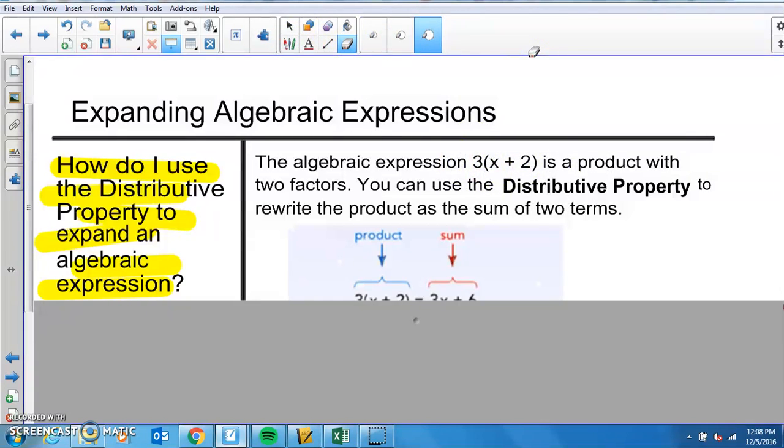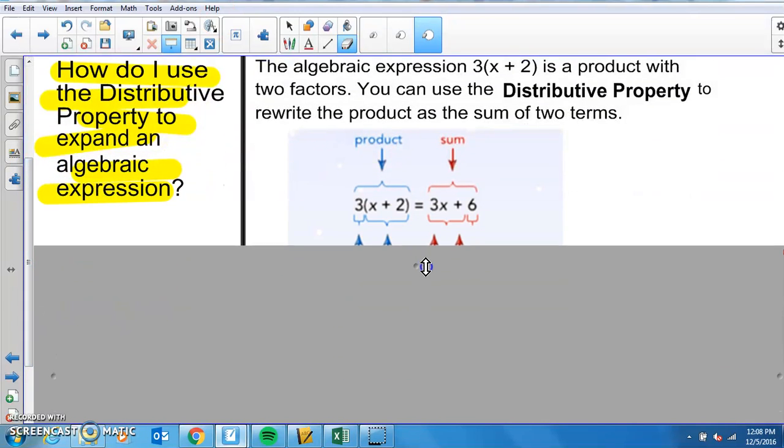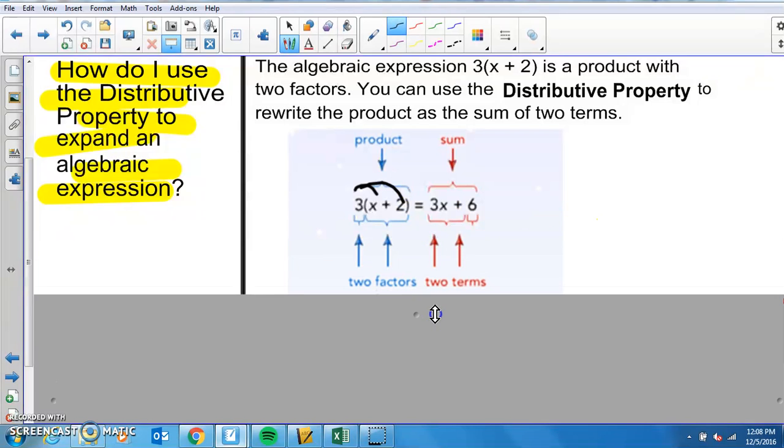All right, the algebraic expression 3 times (x plus 2) is a product with 2 factors. We can use the distributive property to rewrite the product as the sum of 2 terms. The distributive property states we're going to take the number on the outside, in this case the 3, and multiply that 3 by each thing on the inside. So I'm going to distribute that 3, multiply it times the x, and then multiply it times that positive 2. That gives me now 3x plus 6.